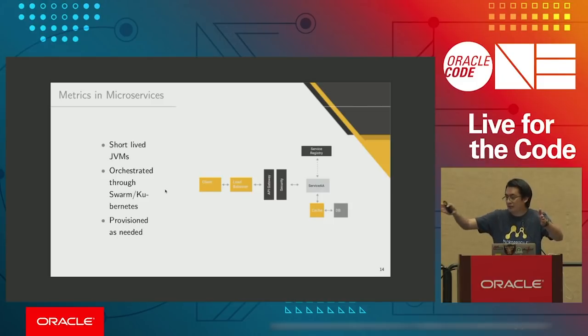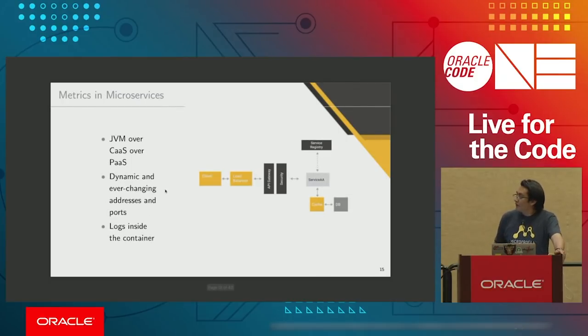You will be providing machines dynamically in order to react to the traffic, and you will probably be orchestrating these implementations with Docker Swarm or Kubernetes, which I think is the most popular implementation of orchestration, but the provision will be as needed. But in regards to the metrics, you will have newer problems compared to the monoliths. First of all, you are running a JVM probably over a container as a service, and you will probably be running your container as a service in a platform as a service. So you now have 3 layers to which you have to connect.